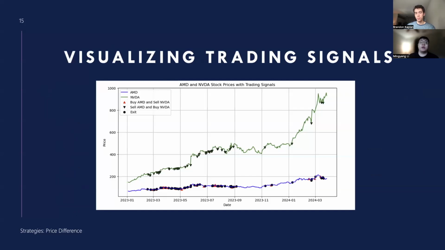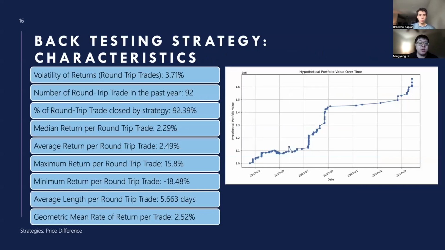On this screen, we show the graph of our trading signals for the match plotters. And next, here we show the characteristics of the price difference algorithm.